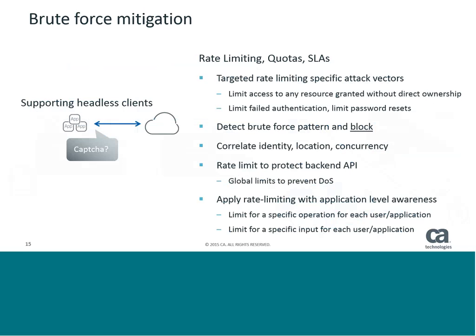Correlating identity, location, and concurrency. Again, that's a great thing. It's kind of like a complex event mapping, if you will, where you can identify where a particular event happened, who's making the event happen, and whether it is simultaneously happening at multiple places or multiple times or multiple accounts.